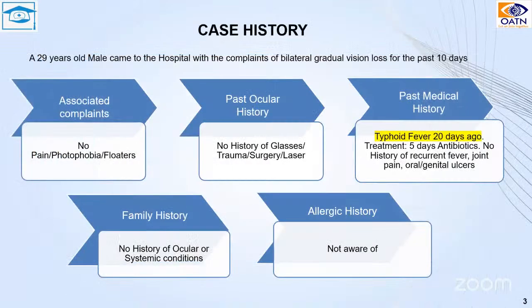Here is the case history of a 29-year-old male who came to the hospital with complaints of bilateral gradual vision loss for the past 10 days. There are no associated complaints such as pain, photophobia, or floaters. There is no past ocular history of trauma, surgery, or laser, and no history of using glasses. But the patient has a past medical history of fever 20 days before his visit, diagnosed as typhoid fever, and he was treated with antibiotics for 5 days. There is no history of recurrent fever, cough, joint pains, or oral or genital ulcers. No relevant family or allergy history was recorded.